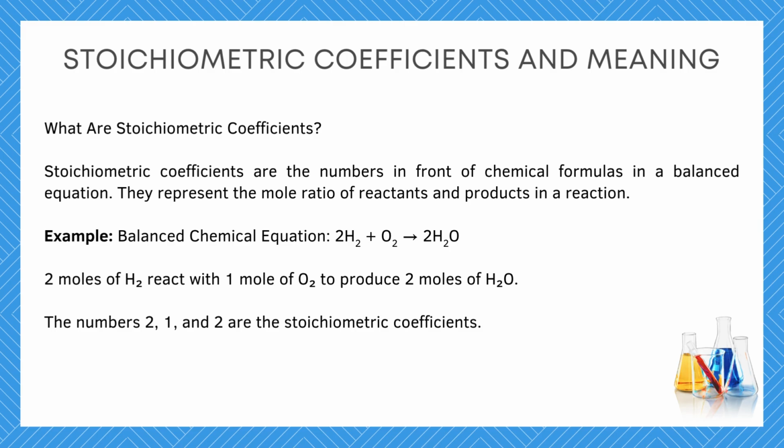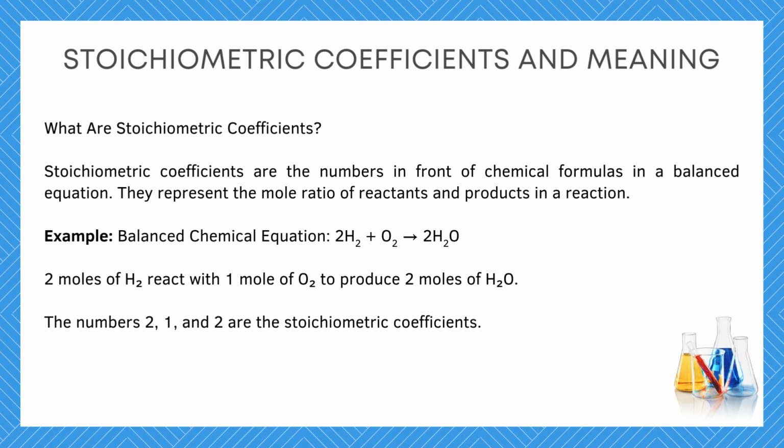So let's talk about stoichiometric coefficients and their meaning. First, what are stoichiometric coefficients? Stoichiometric coefficients are the numbers in front of chemical formulas in a balanced equation. They represent the mole ratio of reactants and products in a reaction. Now look at this example. This is a chemical equation that shows the formation of water when hydrogen and oxygen combine together. You can see that there are not just letters in this equation, there are also numbers. Some are small and some are big. Now I want you to pay attention to the numbers that are big.